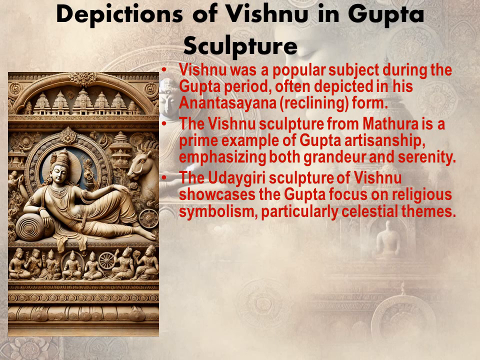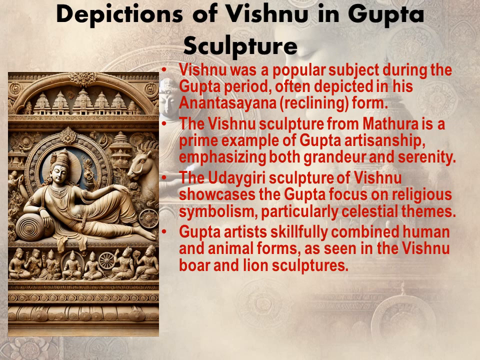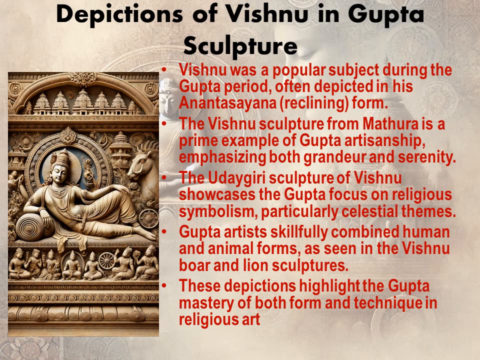The Udayagiri sculpture of Vishnu showcases the Gupta focus on religious symbolism, particularly celestial themes. Gupta artists skillfully combined human and animal forms as seen in the Vishnu, boar, and lion sculptures. These depictions highlight the Gupta mastery of both form and technique in religious art.